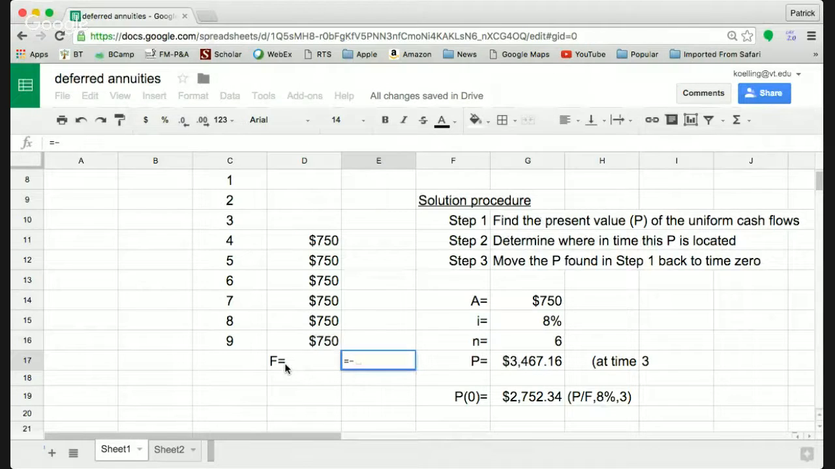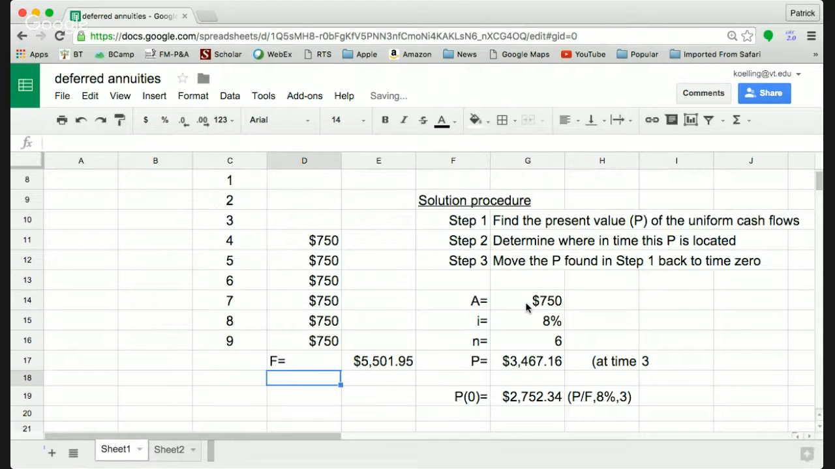And the future value would be equal to minus FV, interest, number of cash flows. The next argument is the amount, $750. $5,501.95. Now we've taken the 750, the 6 of those, and we have converted those into an economically equivalent amount at some time. The question now is where? At time what?